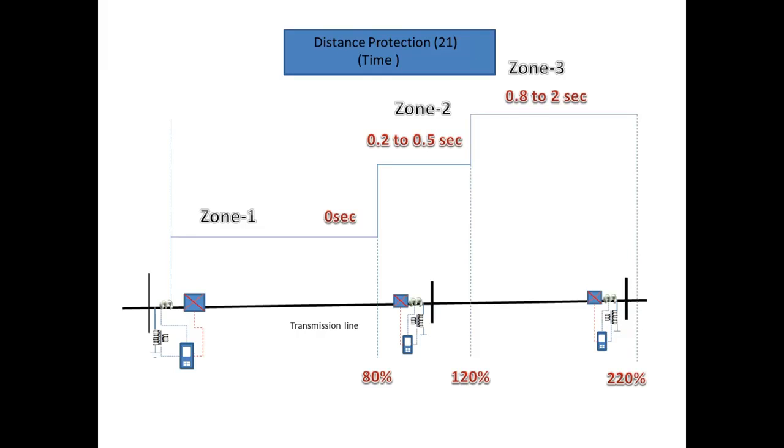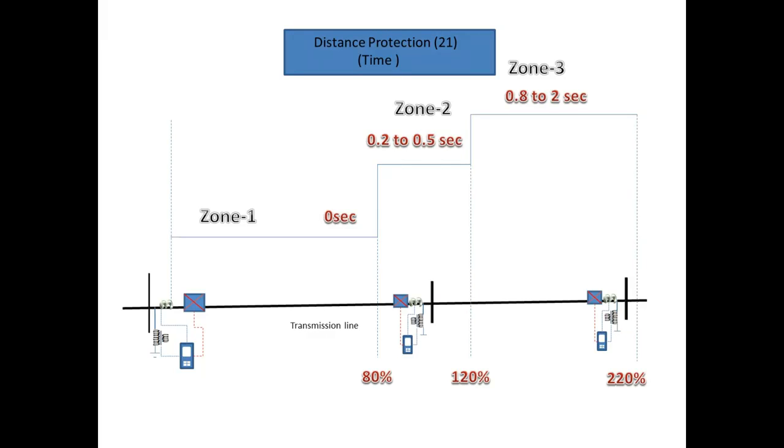For zone 3, we know the fault is not in my line. So we are going to give a little higher time, maybe from 0.8 to 2 seconds. Here, the transmission line is 100% protected, but there is still some disadvantage over zone 2.